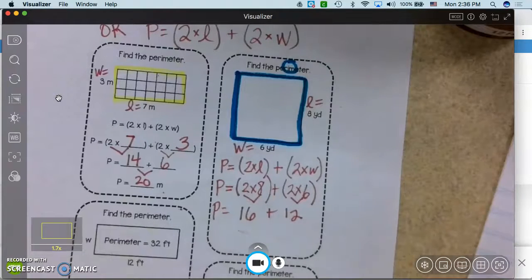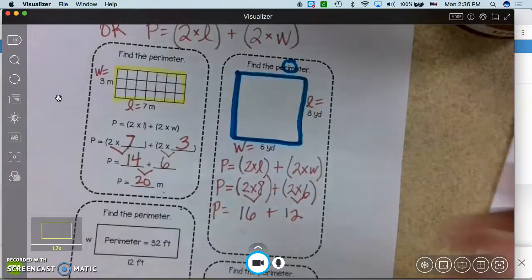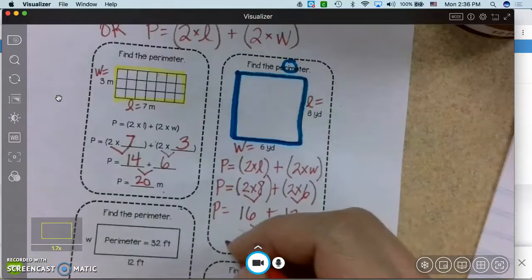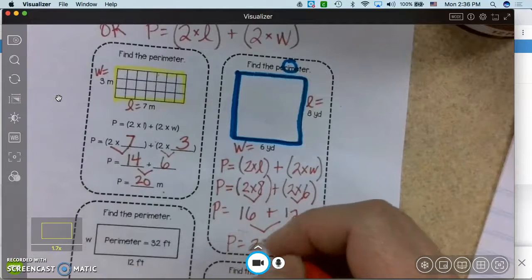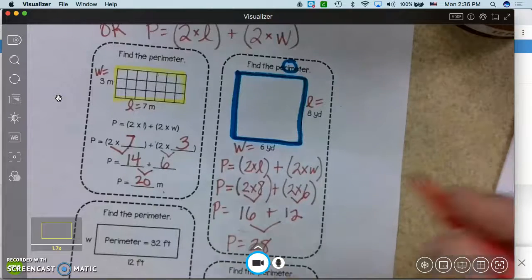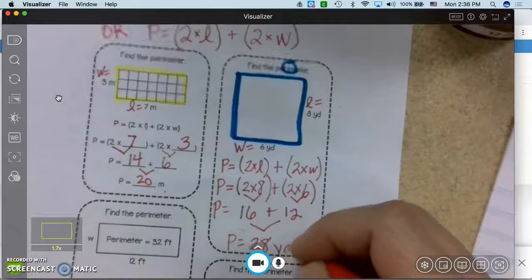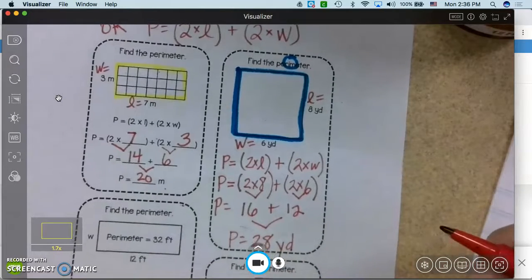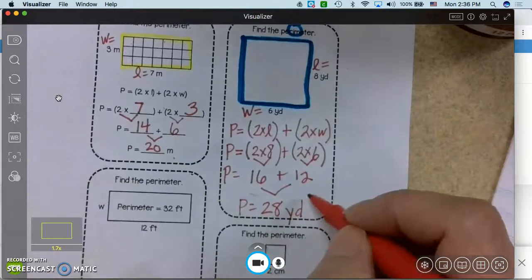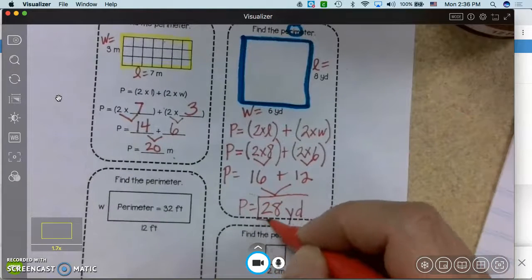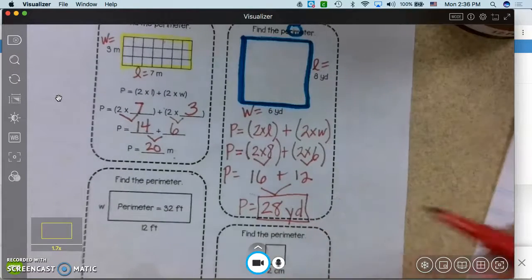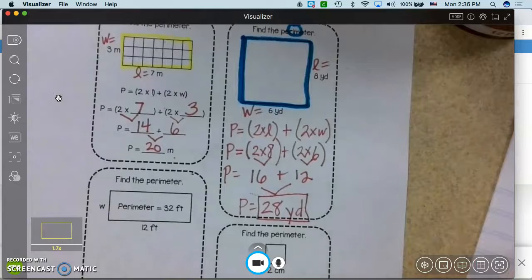Okay, now what should we do? 16 plus 12 equals... Good. 28. Very good. 16 plus 12 is equal to 28. And it is perimeter, and my unit is yards. I'm going to write down yards. The abbreviation for yards is YD. Is that my answer? Yes. Box in your answer. Makes it a lot easier to find it.